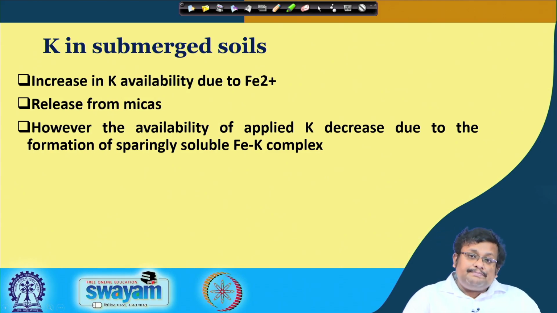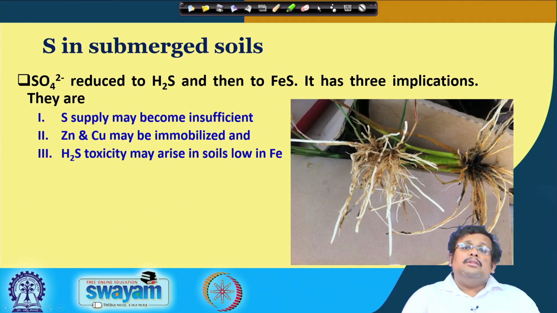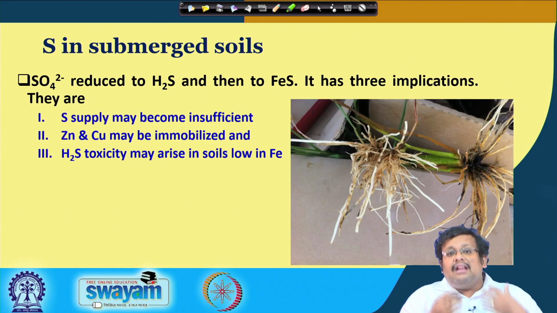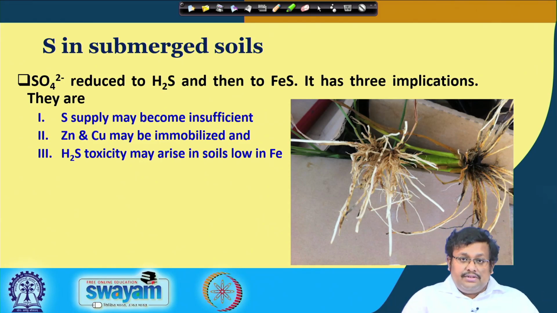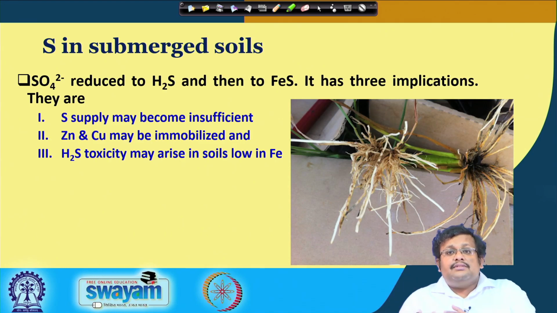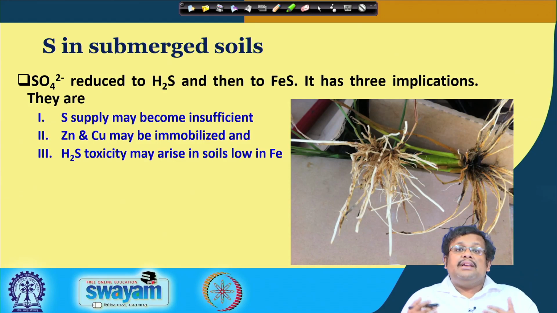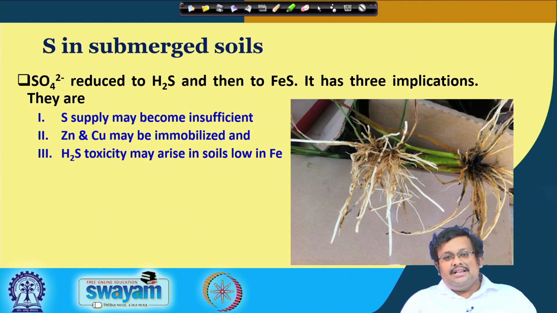However, in some cases where there is a formation of sparingly soluble iron potassium complexes, then the availability of applied potassium decreases. Now, if we talk about the sulfur in the submerged soils, the sulphate, which is an oxidized form of sulfur, is reduced to hydrogen sulfide, and then in the extreme condition it is reduced to iron sulfide. So, when it is reduced from sulphate to H2S and then to FeS, it has basically three implications. First of all, sulfur supply may become insufficient, because in case of plants the available form of sulfur is sulphate. However, the sulphate is getting reduced to the sulphide form.